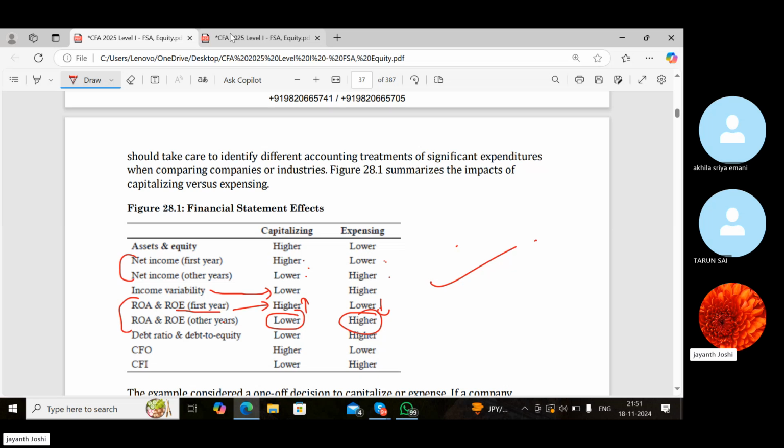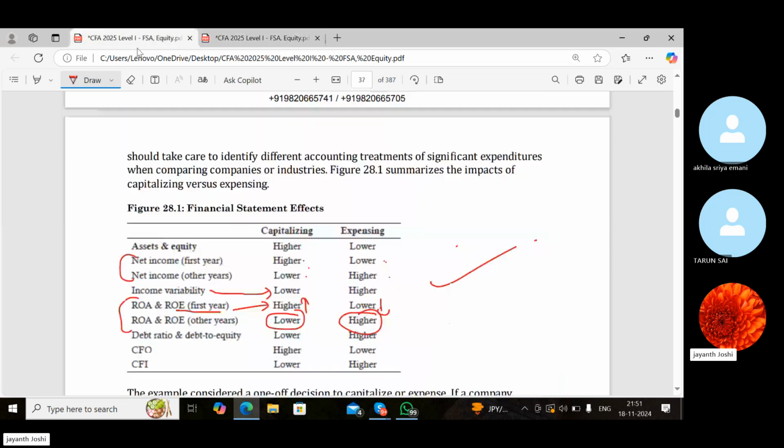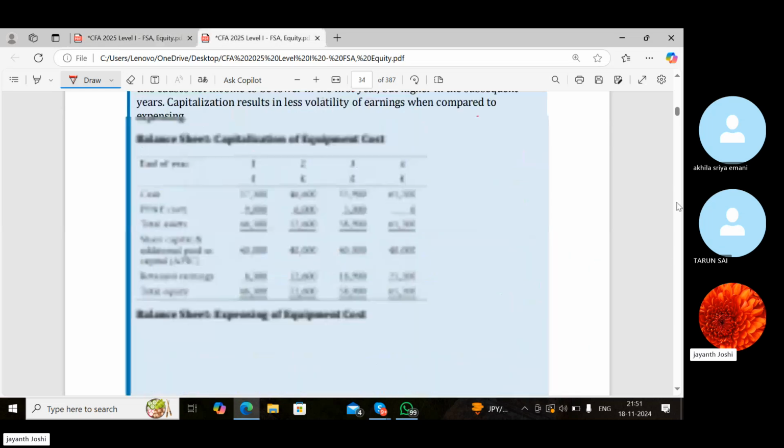Here the first year is nothing, then in the coming years you are seeing higher incomes, right? So variability is lower, higher. Okay, this is also covered. And assets and equity. See, for assets in capitalizing, we have to come to the balance sheet.